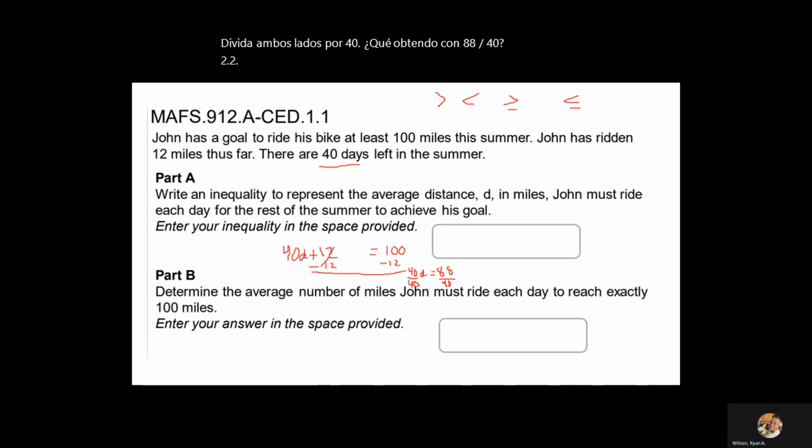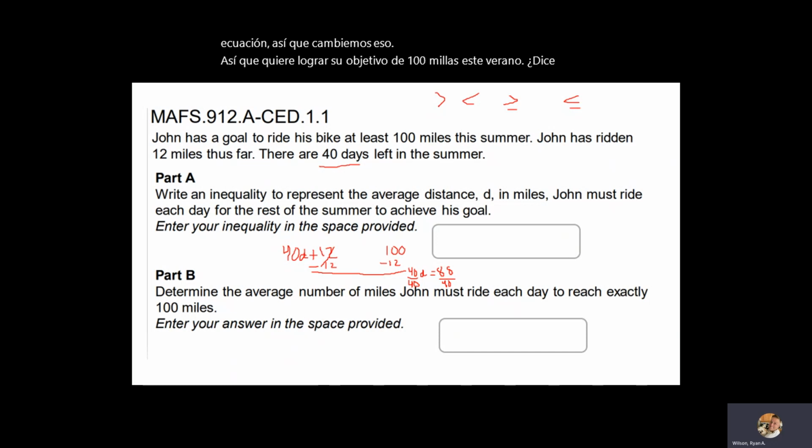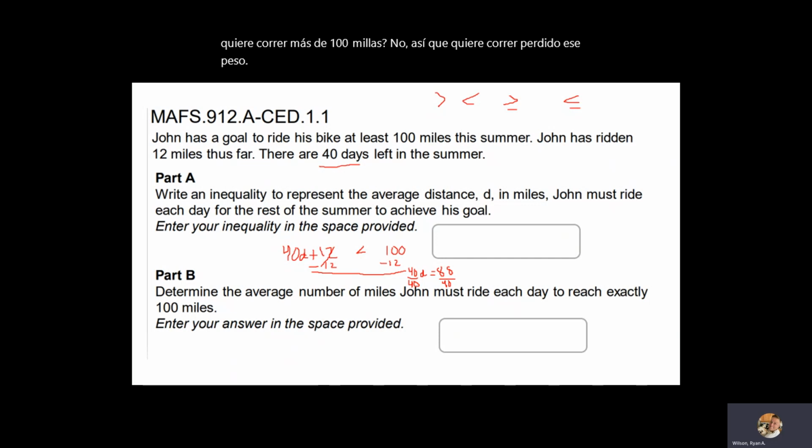2.2. Enter your inequality. Ooh, I used an equation symbol. So let's change that. So he wants to achieve his goal of 100 miles this summer. Does it say that he wants to run above 100 miles? No. So he wants to run greater than or equal to. Let's just do greater than or equal to. That works. I apologize.